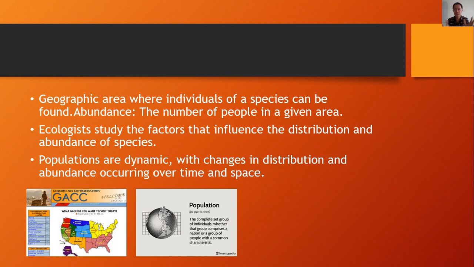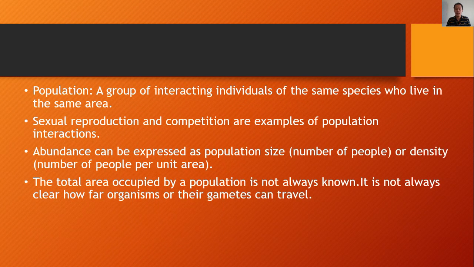Populations are dynamic, with changes in distribution and also abundance occurring over time and space. So a population is a group of interacting individuals of the same species who live in the same area. Sexual reproduction and competition are examples of population interactions. And abundance can be expressed as population size, the number of individuals, or density, the number of individuals per unit area.